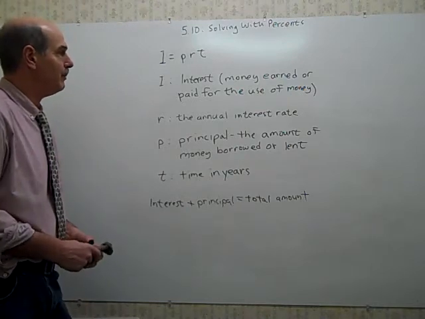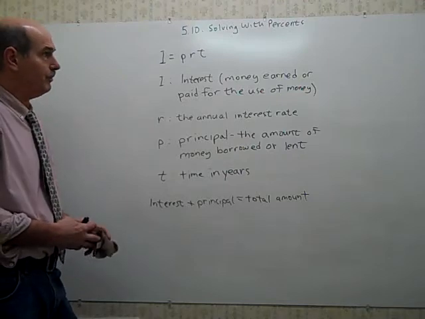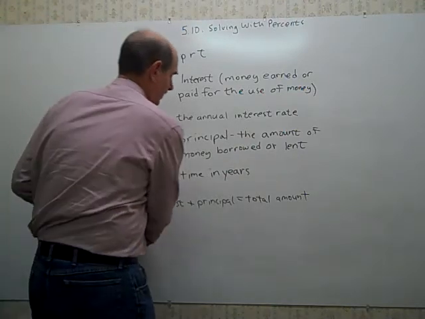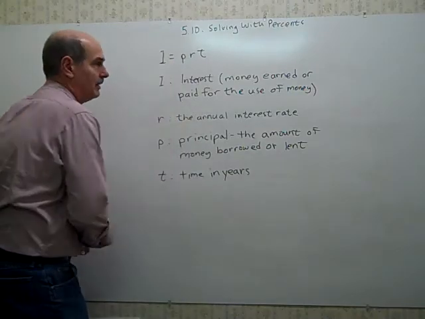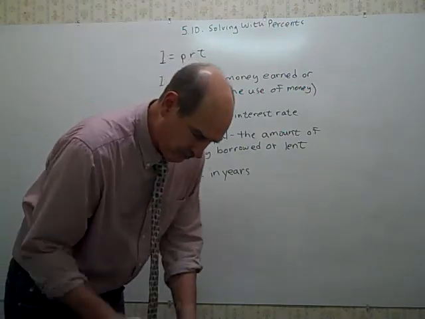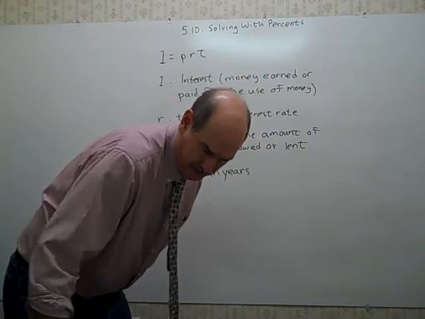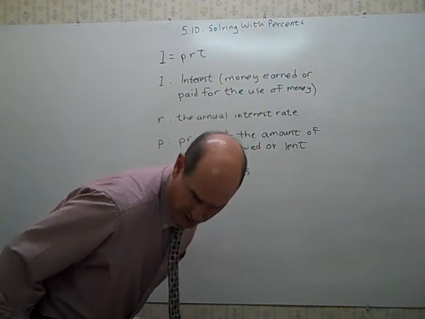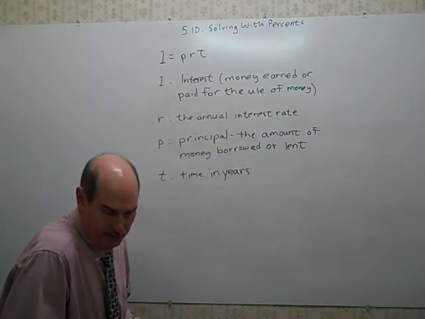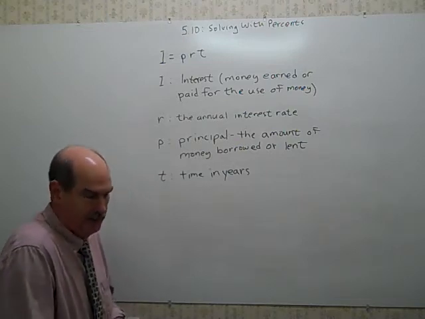So let's look at a couple of problems, and they're both going to be off of the spread that you have problems on. The first one's going to be on page 124, number 2. Jasmine invested $1,000 for 3 months at an annual rate of 8.5%. How much did she receive in interest after the 3 months?